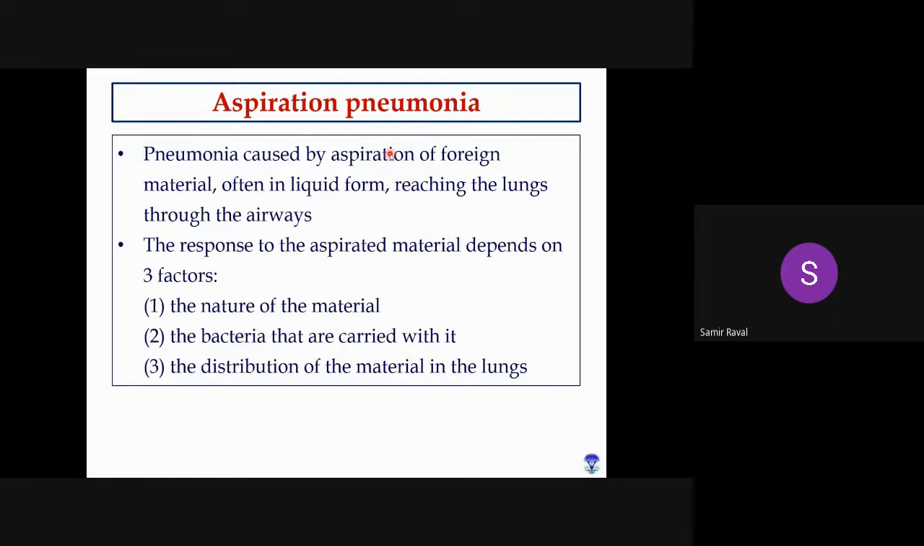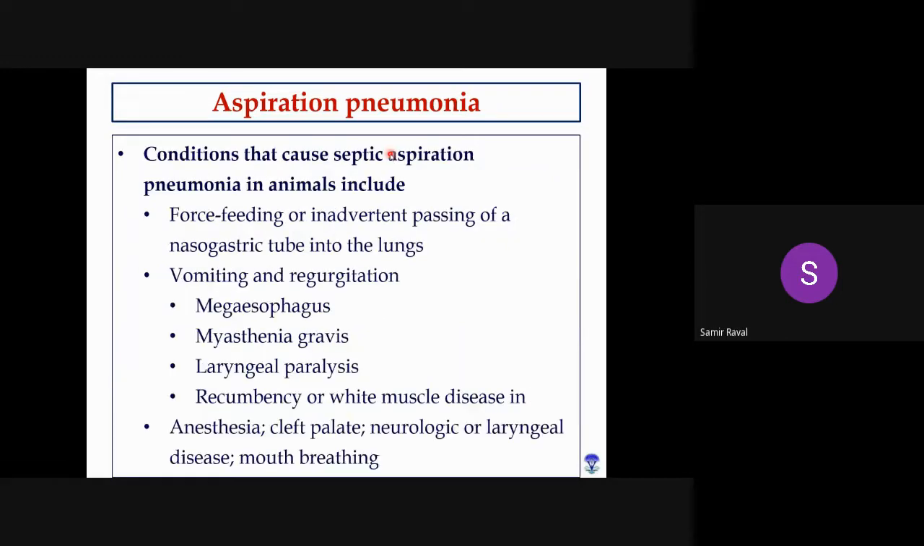But suppose you drench oil, what happens? Oil will not be absorbed easily from the lungs, so it will produce a more severe effect, right? So aspiratory pneumonia depends upon the nature of the materials, the bacteria carried with it, as well as the distribution of the material inside the lung. The conditions that are responsible for aspiratory pneumonias include forceful feeding, right?